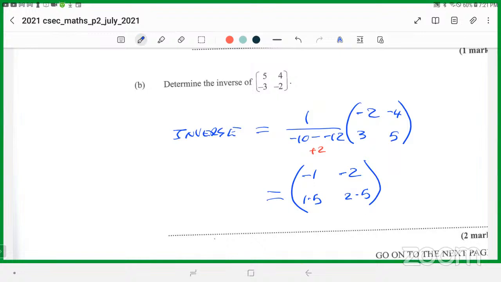You could have used it as a half. So you can put -1, -2, 3 over 2, 5 over 2. Yeah, man, that's the same thing. Very good.